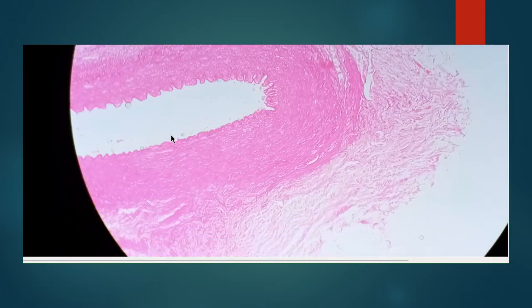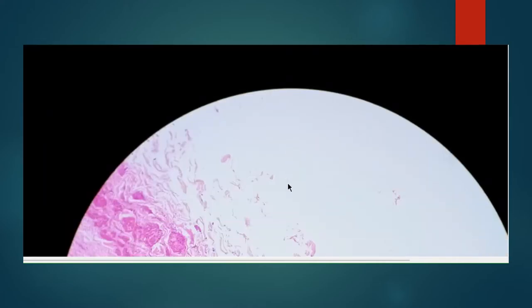Yes, so here you can see prominent internal elastic laminae. That is nothing but your medium size artery. And this is the tunica media and then tunica adventitia. So the main points I will tell you, remember that and you can easily identify it. Next slide we are going to see.